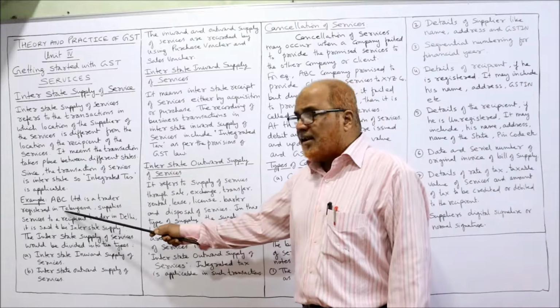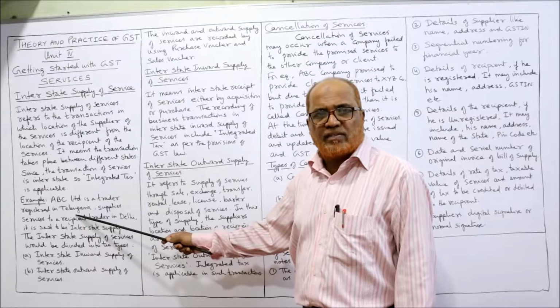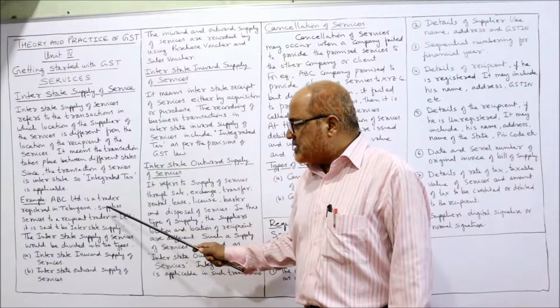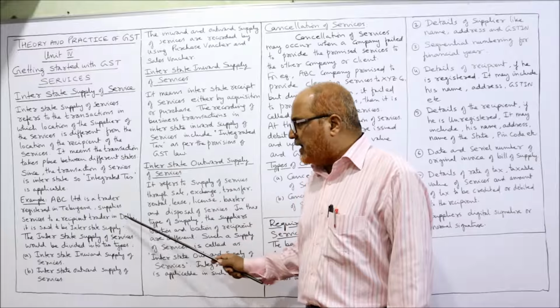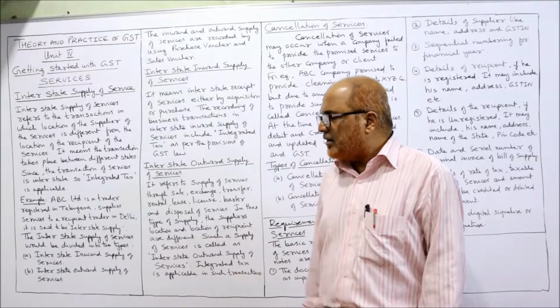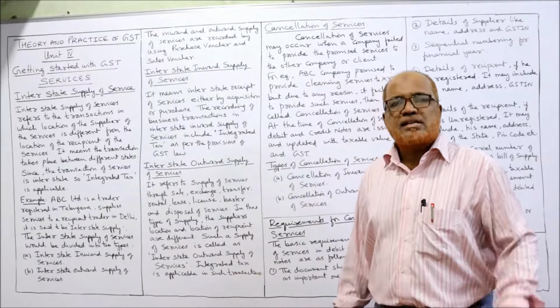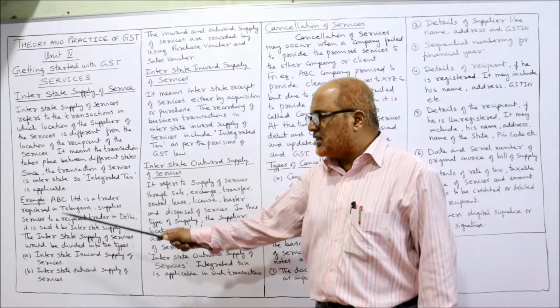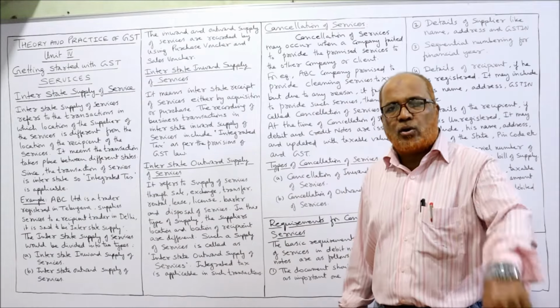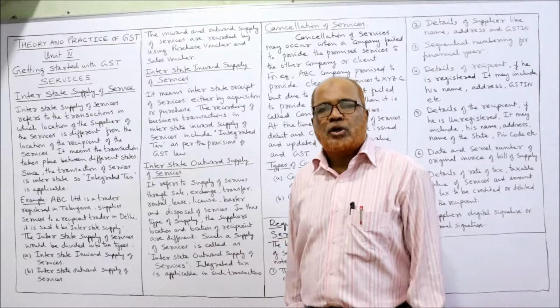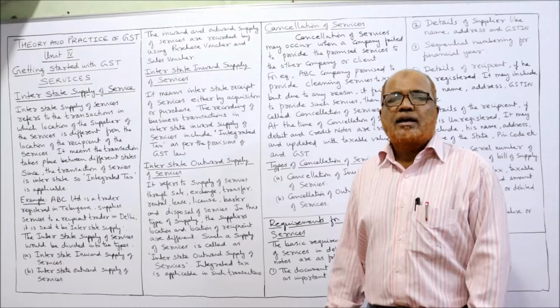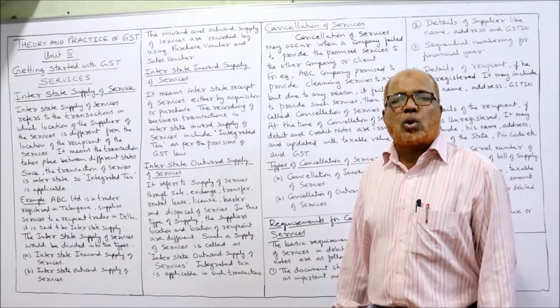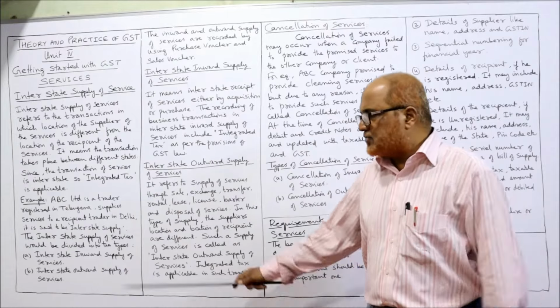Now an example. ABC Limited is a trader registered in Telangana. Telangana is one of the states in India. It supplies services to a recipient trader in Delhi. It is said to be interstate supply because the supplier of the service is in Telangana and the recipient of the service is in Delhi. Two different states. In that case, the transaction is called interstate supply of services.